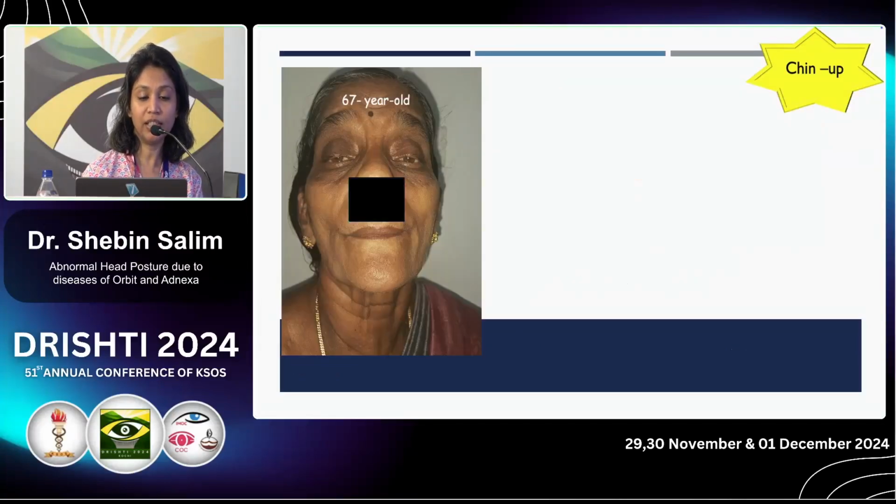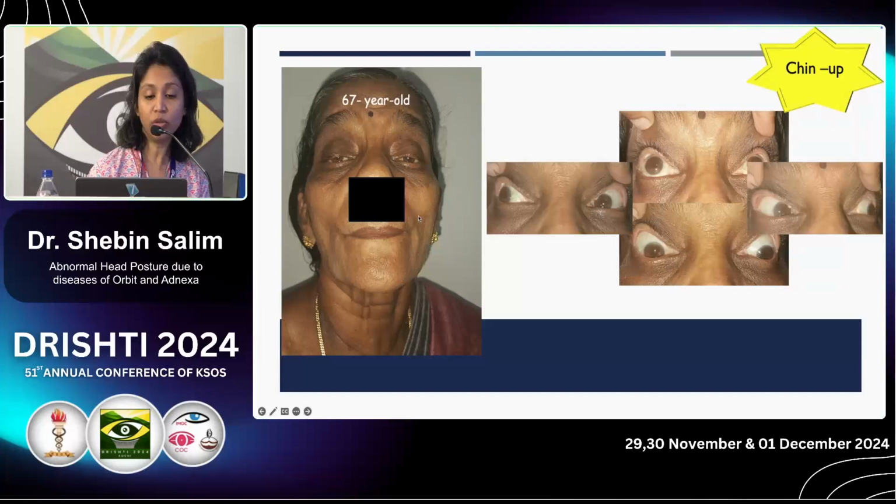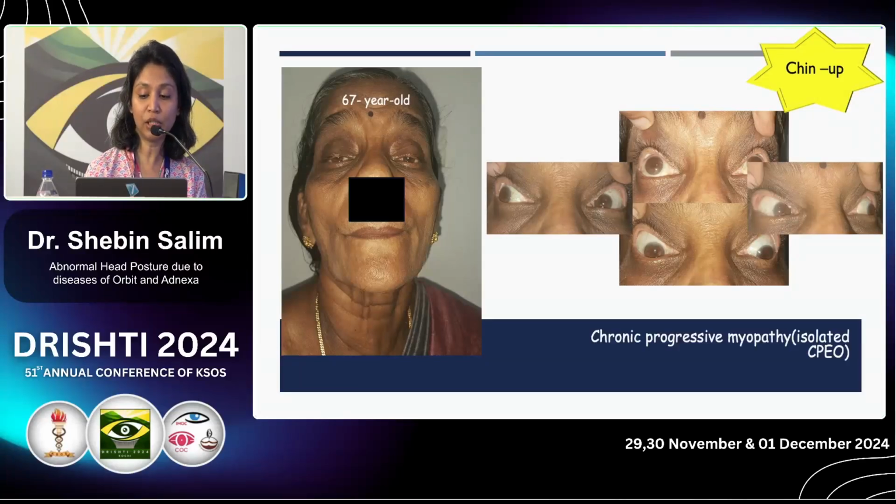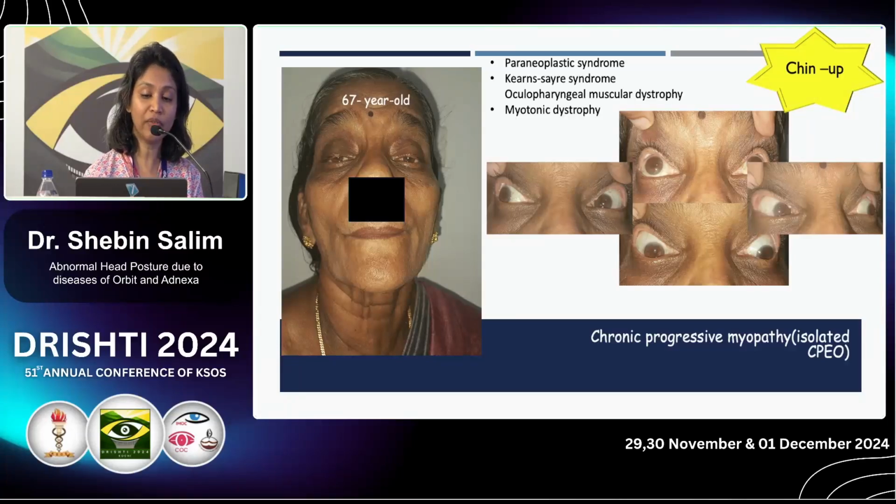So this is another lady who presented with progressive bilateral ptosis since the past 20 years. Other than bilateral ptosis, she is also having generalized facial muscle wastage. In her there is progressive, bilateral symmetrical restriction of extraocular movements. So this could possibly be an isolated CPEO, but before diagnosing it, we have to rule out other causes of progressive myopathy, including paraneoplastic syndrome.